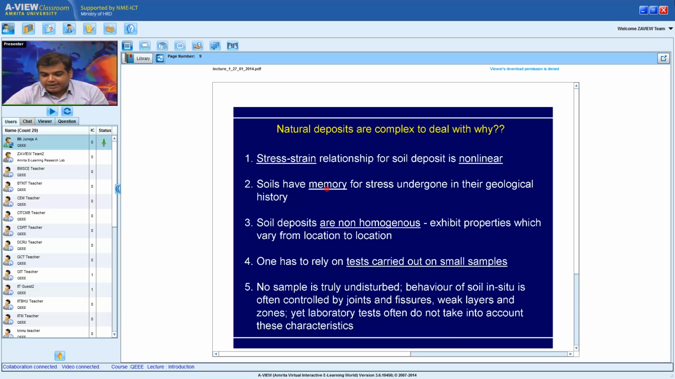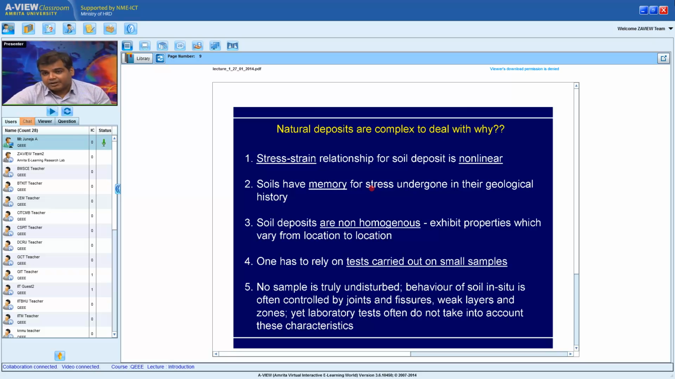The second thing is that soils have memory. I always like to quote that soils have the memory of an elephant. For example, if you load a soil to a certain magnitude, as long as you don't exceed that magnitude, the soil will always remember.